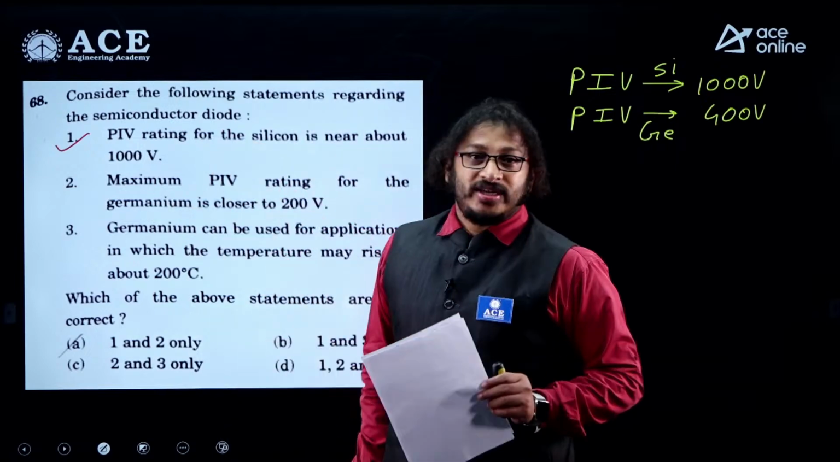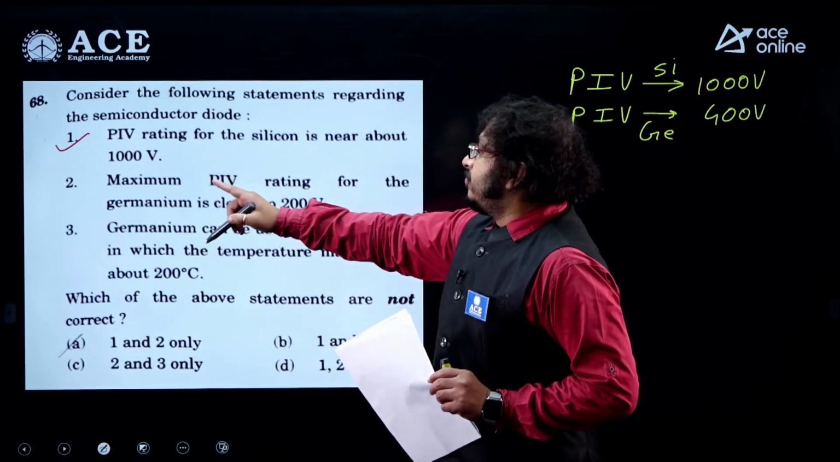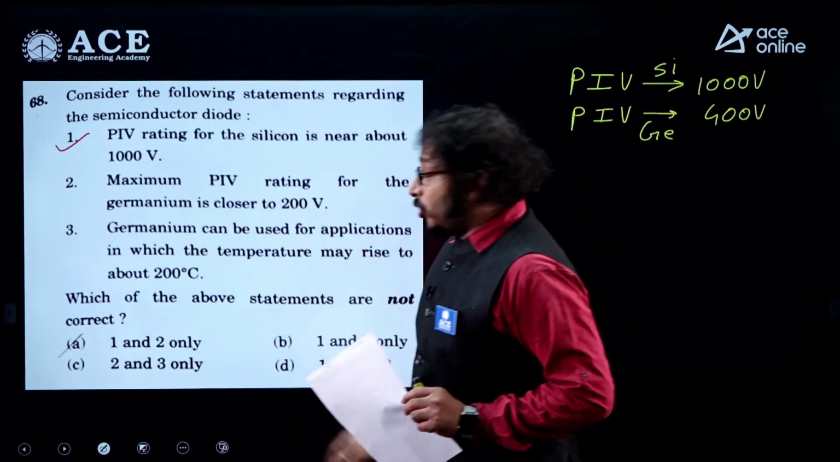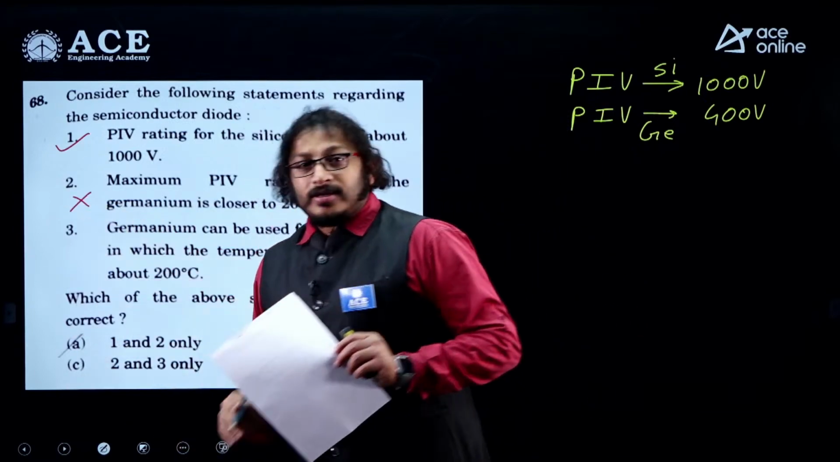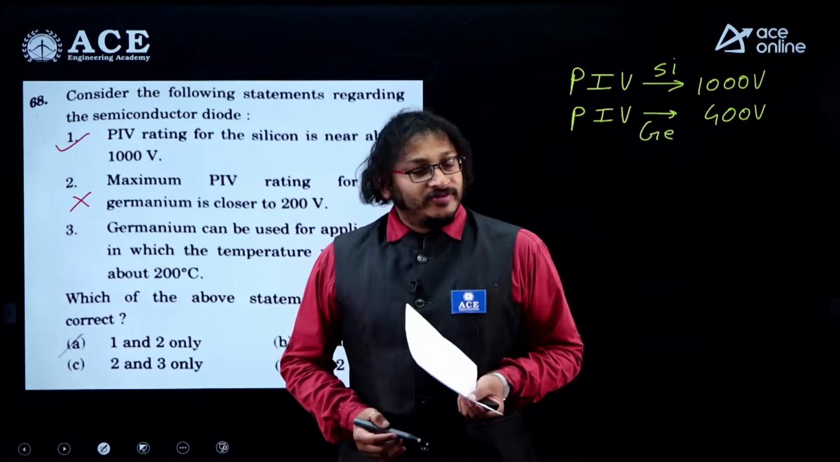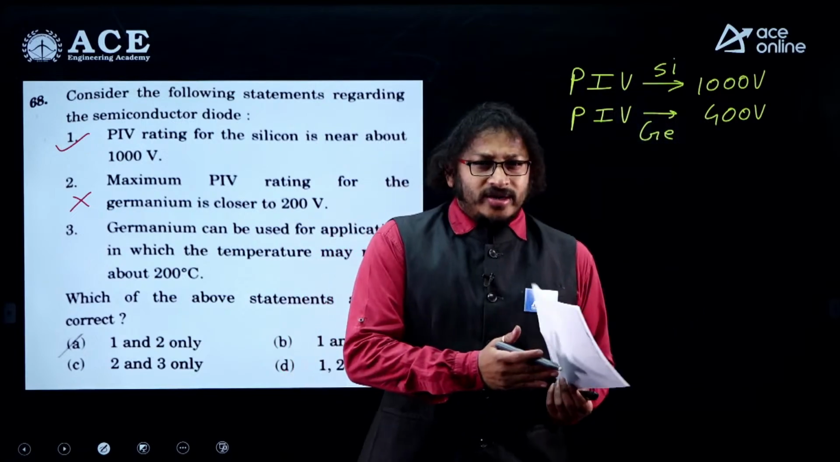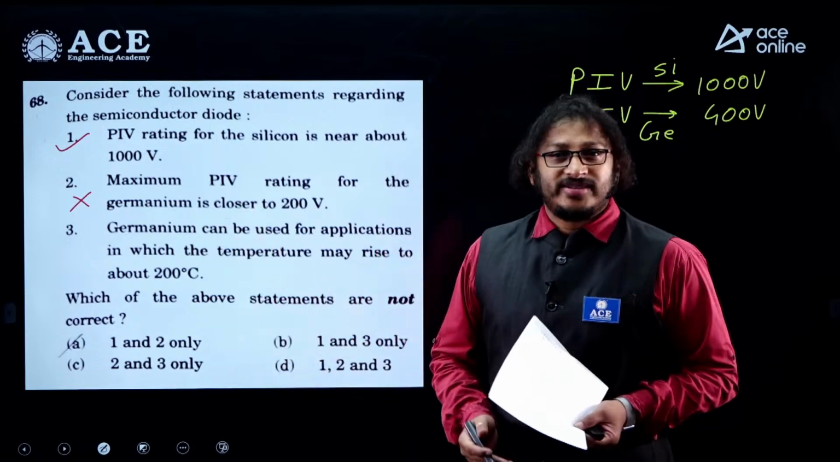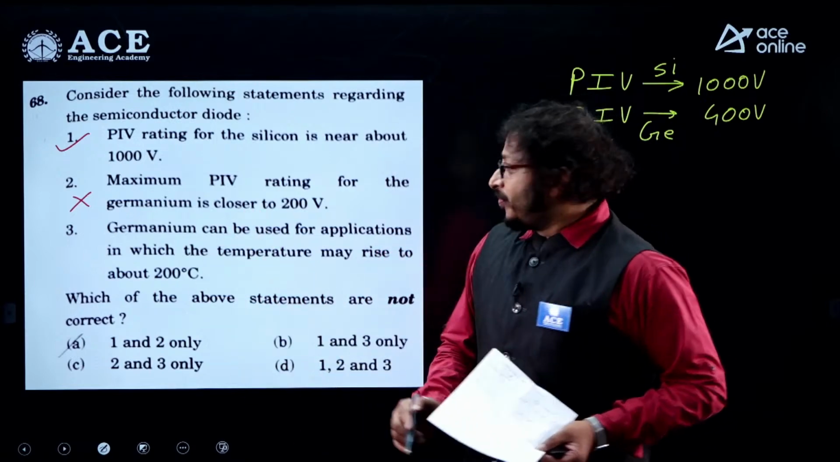For silicon, it is almost like 1000 volt. Whereas the maximum peak inverse voltage for germanium is 200. No, because a common peak inverse voltage rating for germanium is in the range of around 400 to 500 volt. But here the maximum voltage is shown as 200, which is not correct.